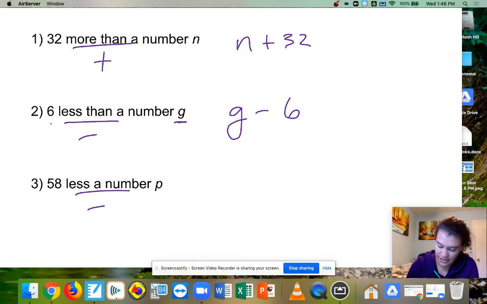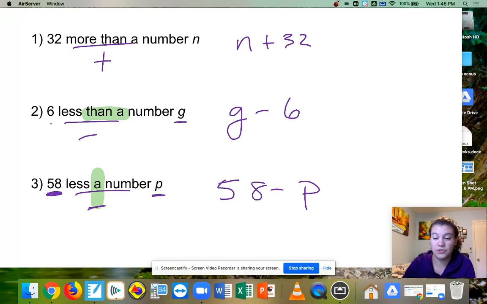And then 58 less a number p. So this is a little tricky here. If you look at the second one, we had less than a number. This one is saying less a number. So this is saying you start with 58 and then you subtract p. So be careful when you're doing the words, that you're not going too quickly and you miss something.